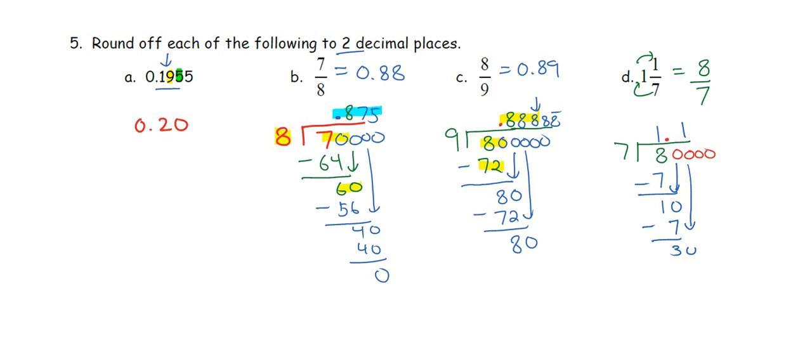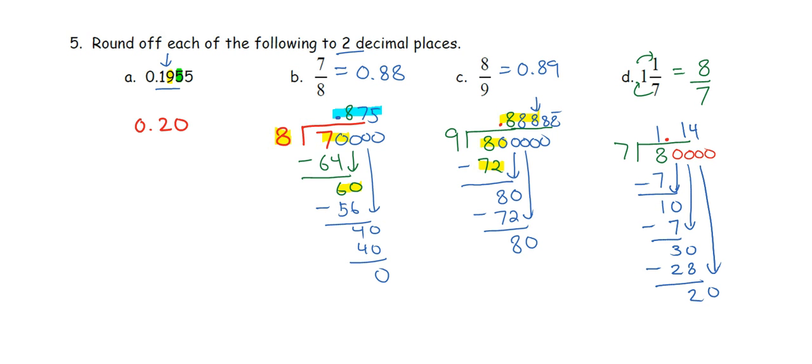Bring down the 0. Ask yourself, how many times does 7 go into 30? Well, 7 will go into 30 about 4 times, which will give you 28. Take the difference. 30 minus 28 is 2. Once again, bring down the 0.